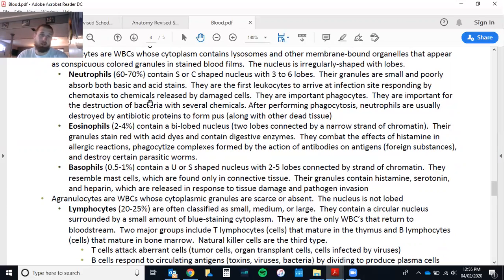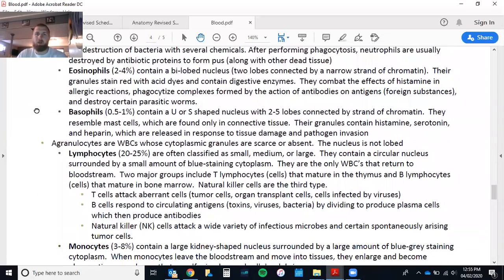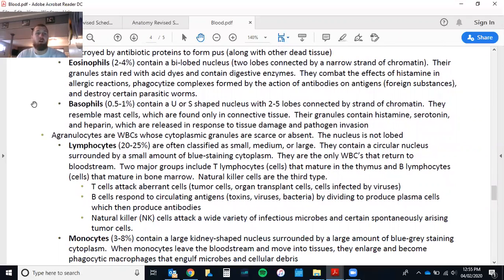They do things like destroy bacteria, and there are several chemicals that they use to do so. After performing phagocytosis, where they engulf and kill things like the bacteria, they're usually destroyed by antibiotic proteins and form what's called pus, which we all know, that kind of creamy, white, gross stuff that you can pop out of a zit and stuff like that.